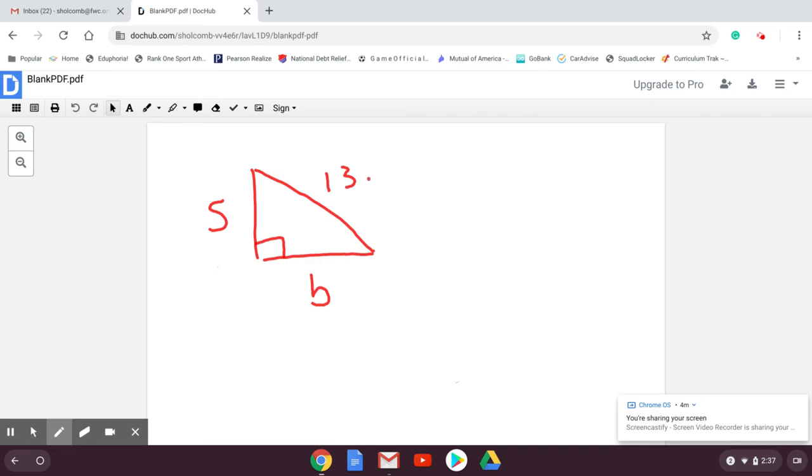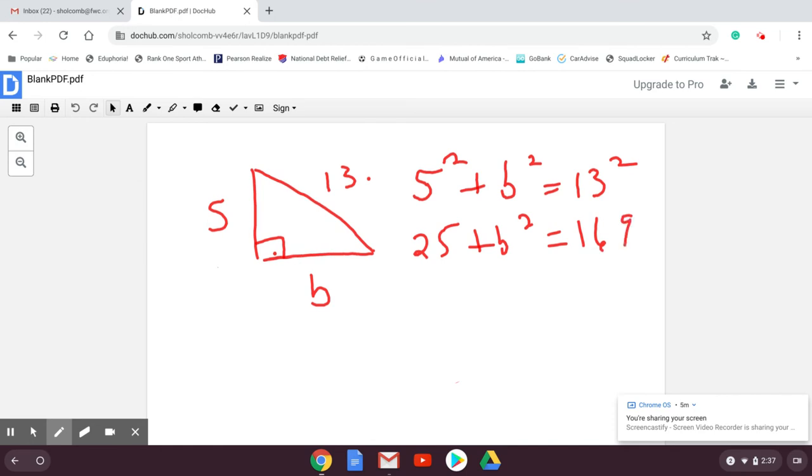This 13 is opposite the right angle, so that's got to be the hypotenuse. So I would do, since they labeled it a B, 5 squared plus b squared equals 13 squared. Just plug in your A, your B, and your C. 5 squared is 25 plus the unknown b squared equal to 169.